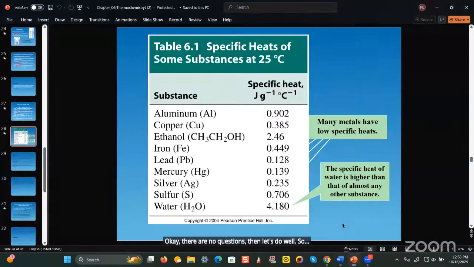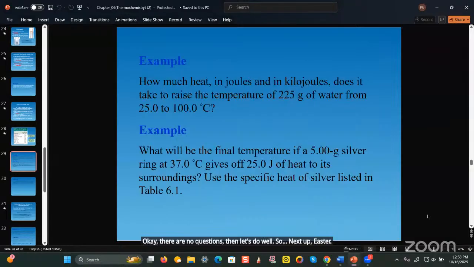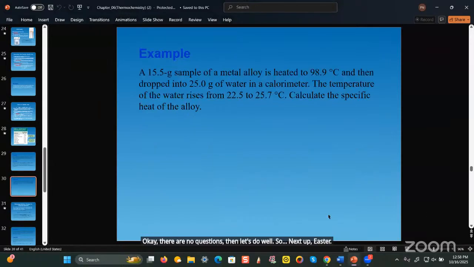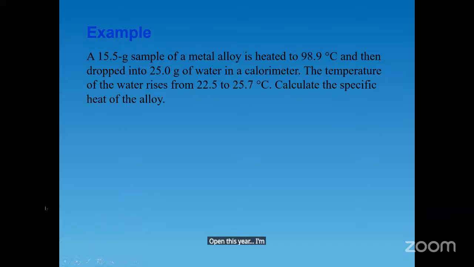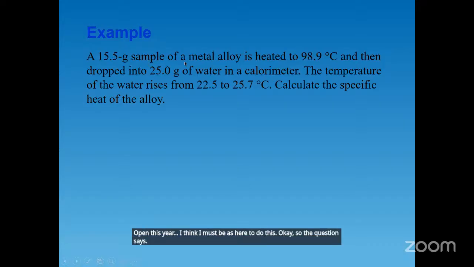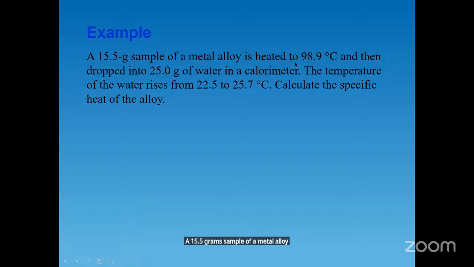So next topic is another example. All right. So in this particular case, I think I have enough space here to do it. Okay, so the question says, a 15.5 gram sample of a metal alloy is heated to 98.9 degrees Celsius and then dropped into 25.0 grams of water in a calorimeter.